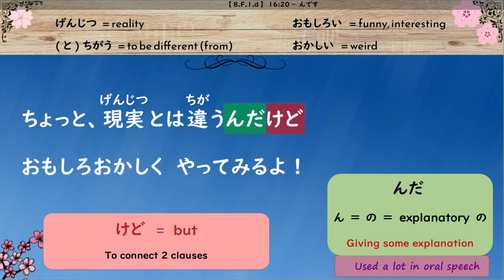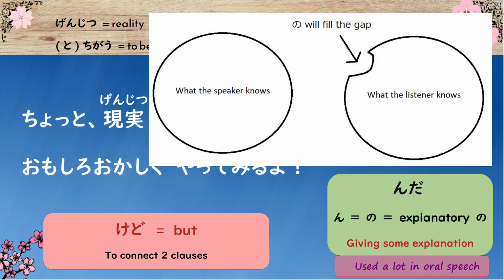So, when we say explanation, it's a little bit more subtle than this. So imagine two circles. Sorry for the paint drawing, but so the first circle represents what the speaker knows. The second circle indicates what the listener knows, and you see that there is a missing part in the circle. There is a hole. The hole indicates that the listener doesn't know something that the speaker knows.